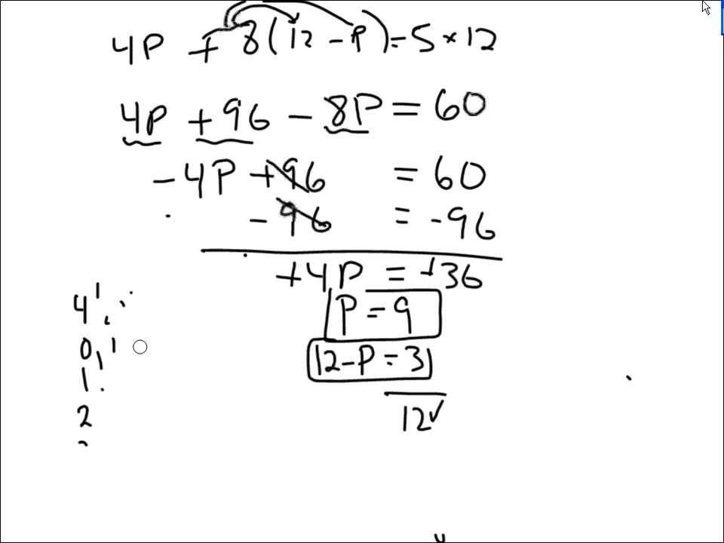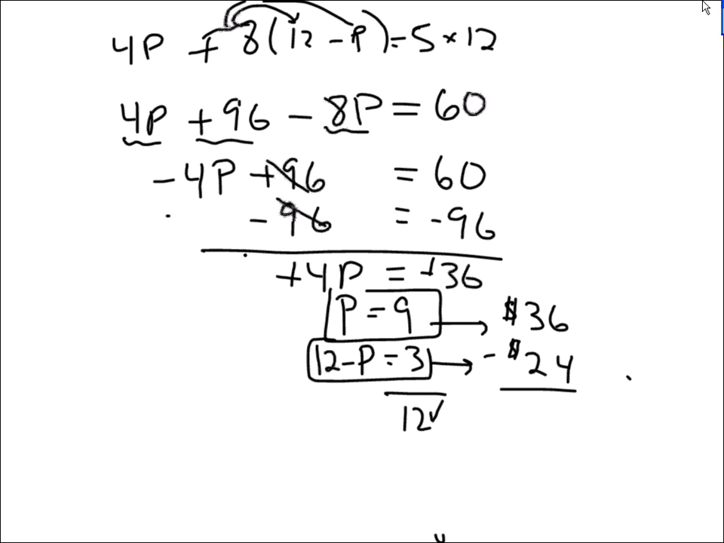We were told that you're buying 12 pounds and that the cost per pound should be $5. That is, the cost should be $60. $5 per pound times 12 pounds, $60. Well, the cost of the peanuts was $4. 9 pounds times $4, $36. The cost for the cashews was $8. 3 pounds times $8, that's $24. And when I add them up, I get $60.